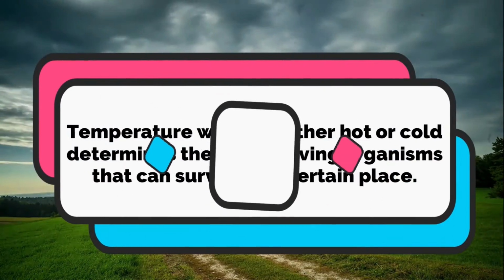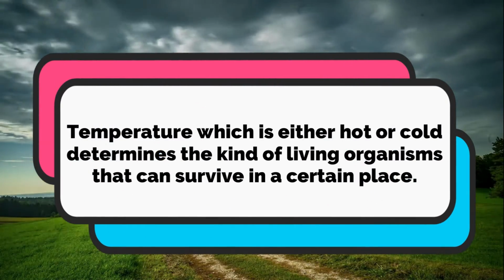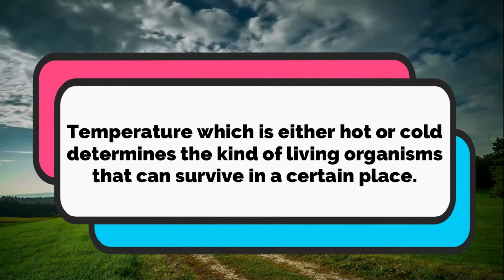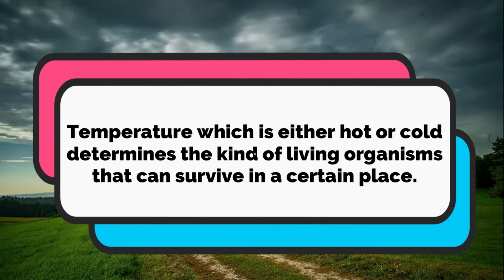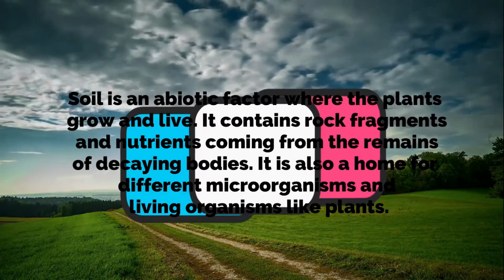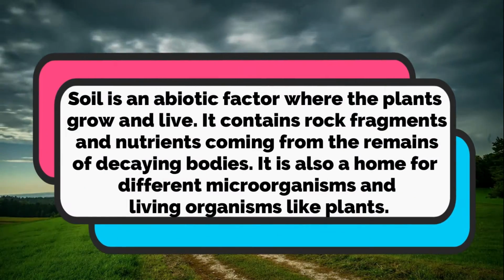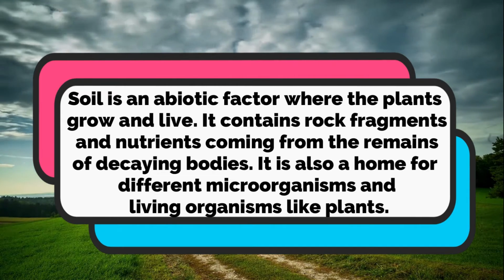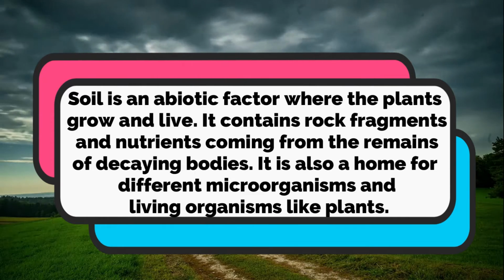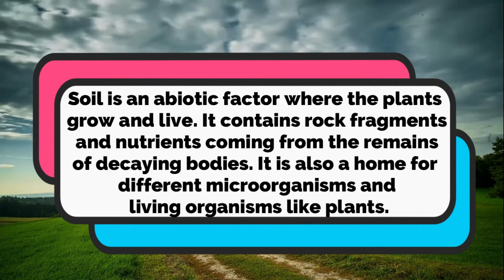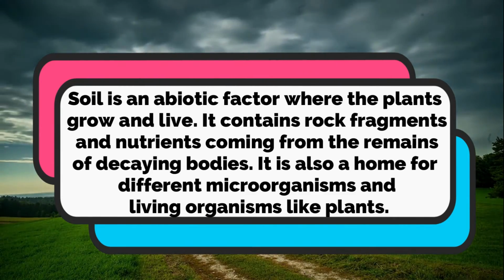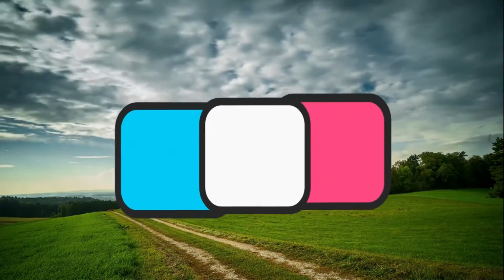Fourth, temperature. Temperature, which is either hot or cold, determines the kind of living organisms that can survive in a certain place. Fifth, soil. Soil is an abiotic factor where the plants grow and live. It contains rock fragments and nutrients coming from the remains of decaying bodies. It is also a home for different microorganisms and living organisms like plants.